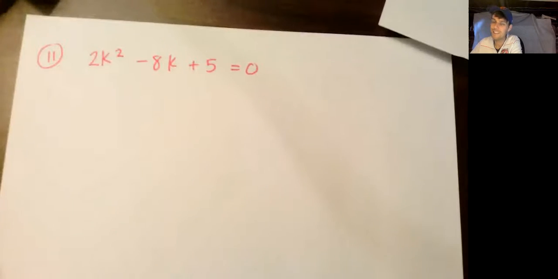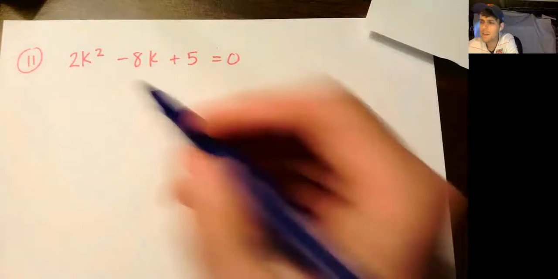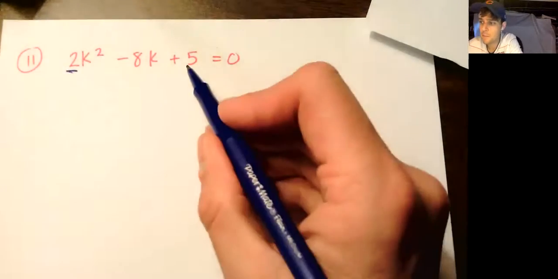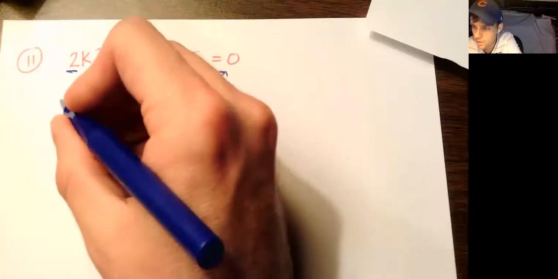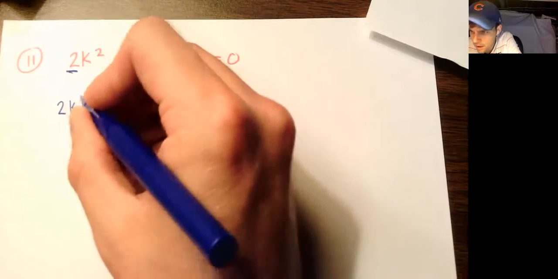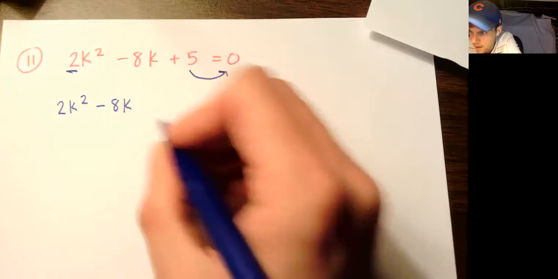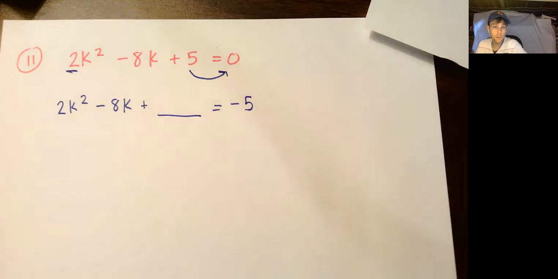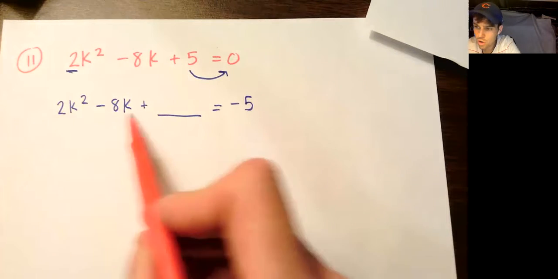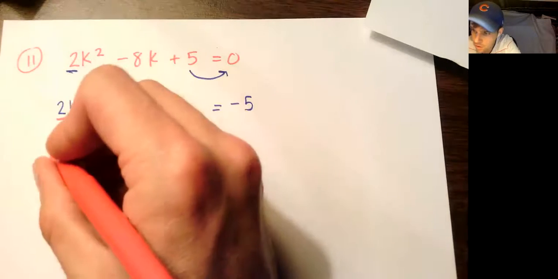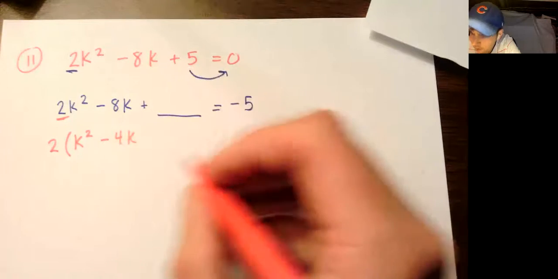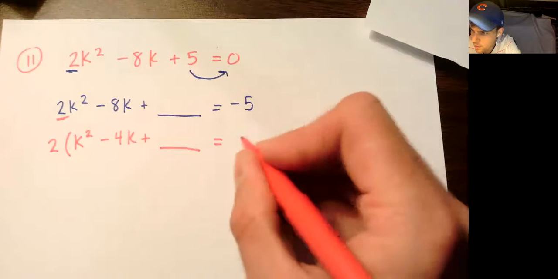All right. Next couple. So this one here, what is different from the last one is we have a leading coefficient. I'm going to start similar to the last time. I'm going to go ahead and move that over to the other side. So I'm going to get 2k squared minus 8k plus something equals -5. Now, there's one extra step here. I'm actually going to factor away this leading coefficient of 2. So it's going to be 2 parentheses k squared minus 4k plus something equals -5.